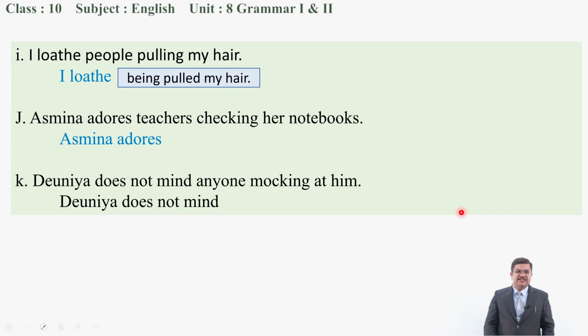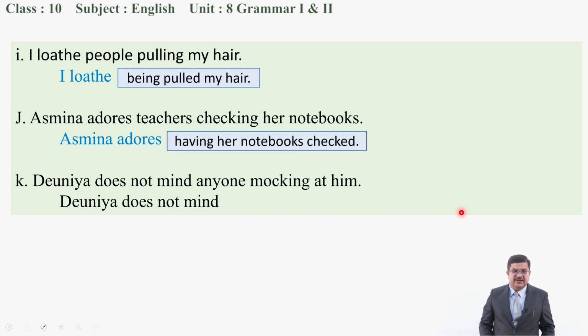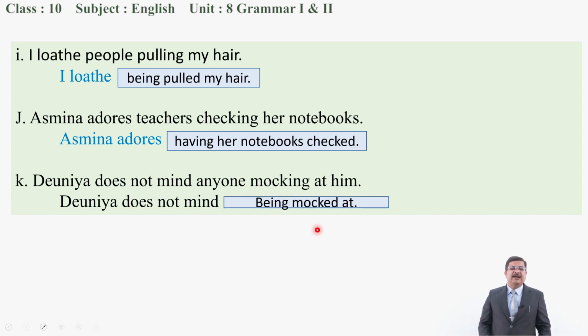Asmita adores teachers checking her notebooks. Asmita adores having her notebooks checked. When do we use having? When there is an object, right? When there is an object, we use having. When there is a person, we use being. Denivia does not mind anyone mocking at him. Denivia does not mind being mocked at.